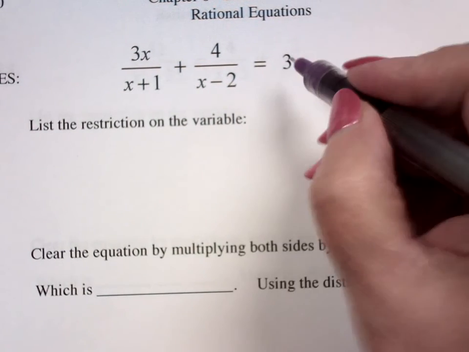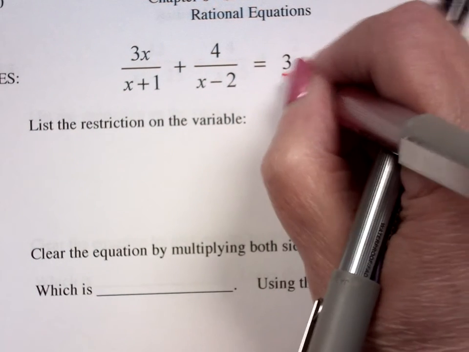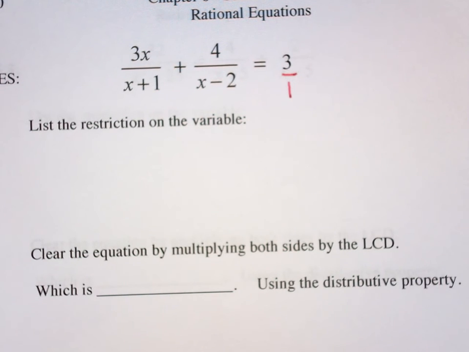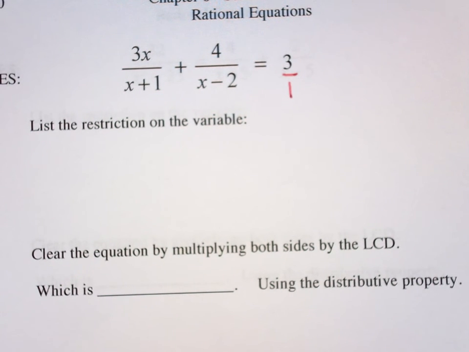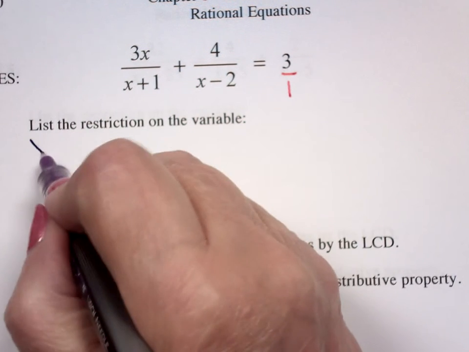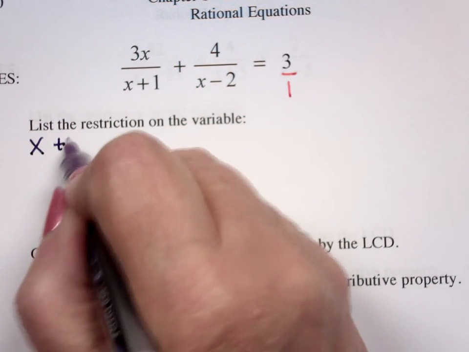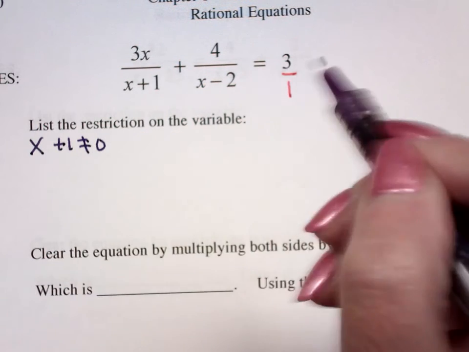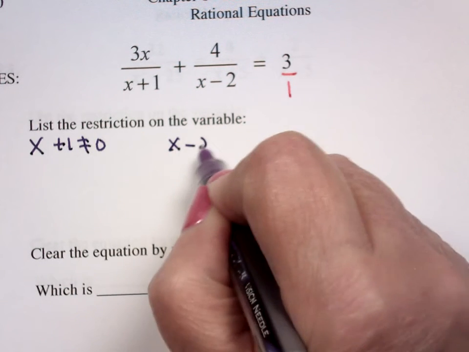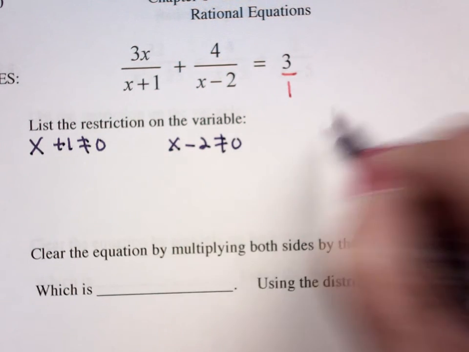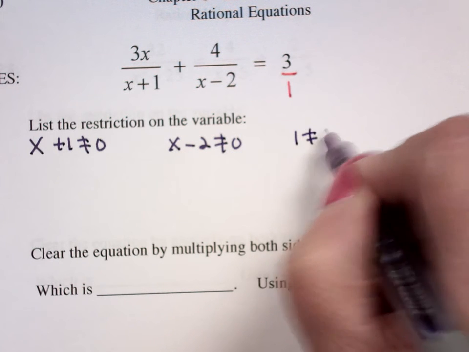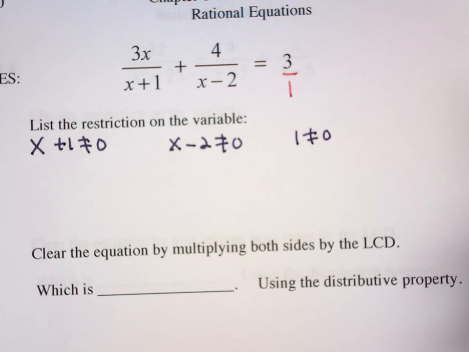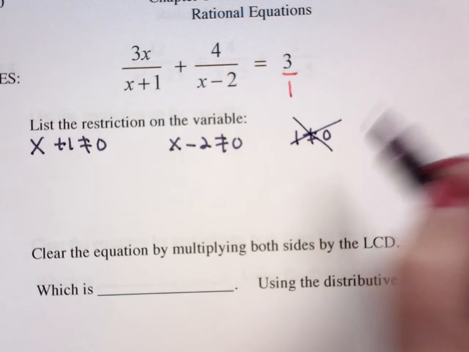We look at the denominators, and we have 3 of them. There's a 1 there. A 3 is 3 over 1, so everybody's a fraction. So I know that the first denominator can't be 0. The second denominator can't be 0. And 1 can't be 0. Is 1 ever 0? No, not in our number system.